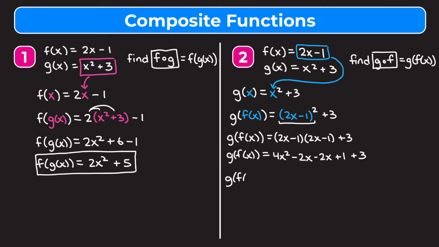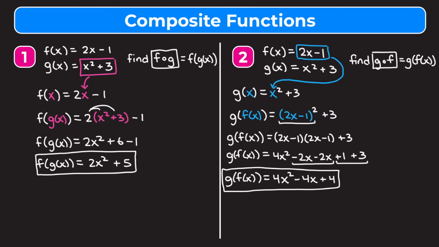Finally, we just want to combine like terms on the right side of our equation. We can't combine 4x squared with anything, so we keep it as it is. We can combine negative 2x and negative 2x to get a negative 4x. And we can combine a positive 1 and a positive 3 to get a positive 4. So we get that g of f of x is equal to 4x squared minus 4x plus 4.